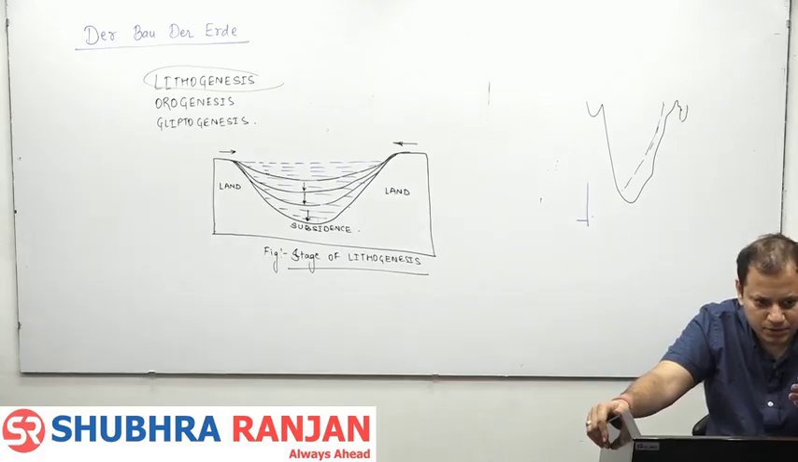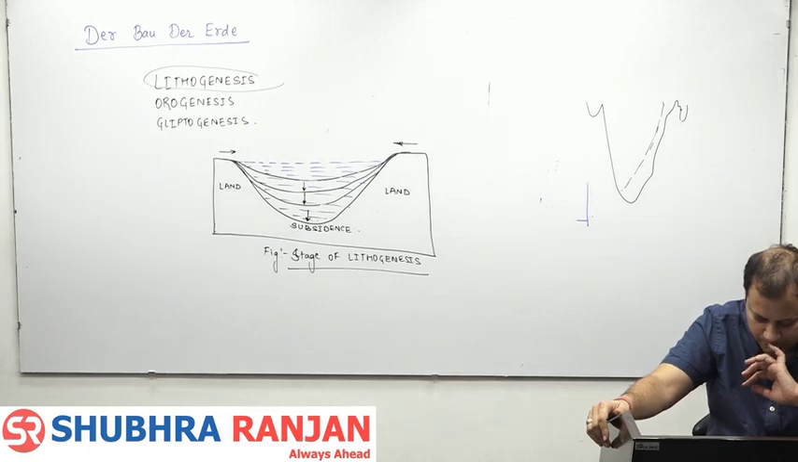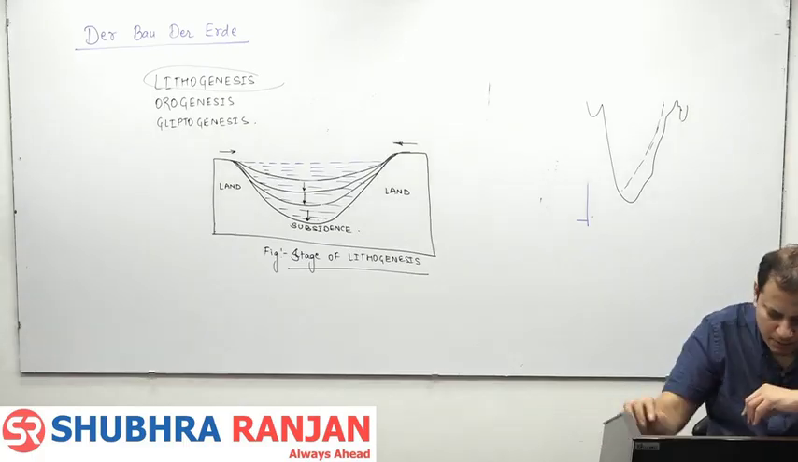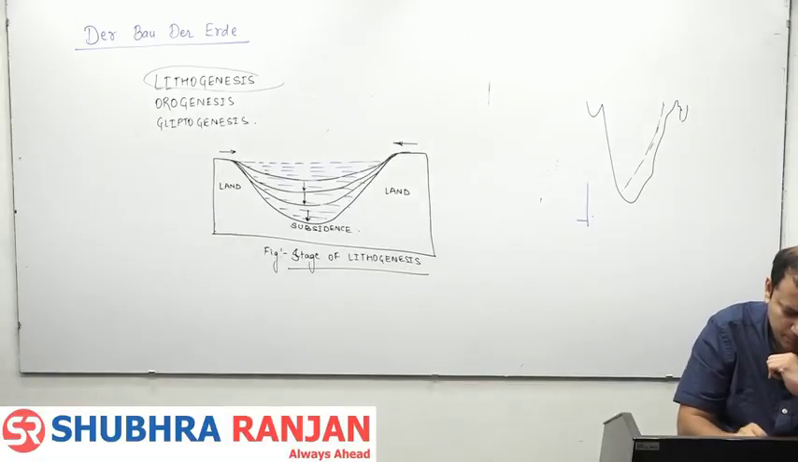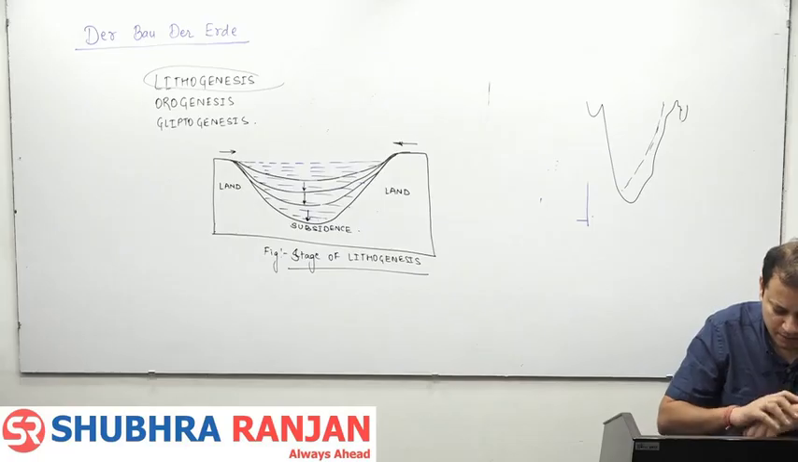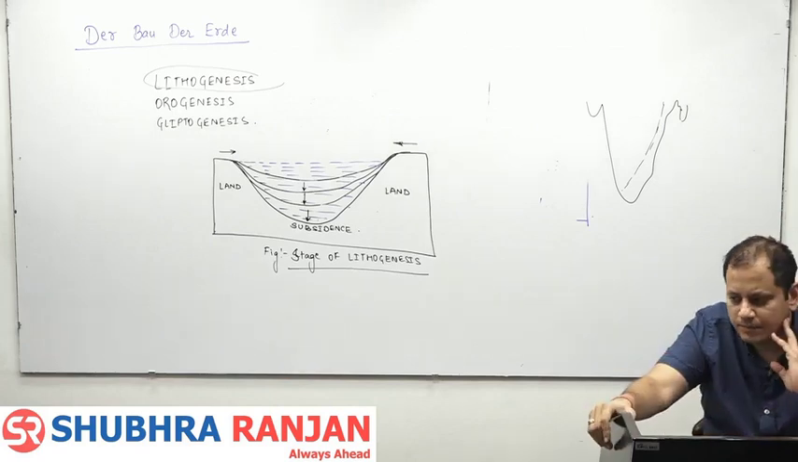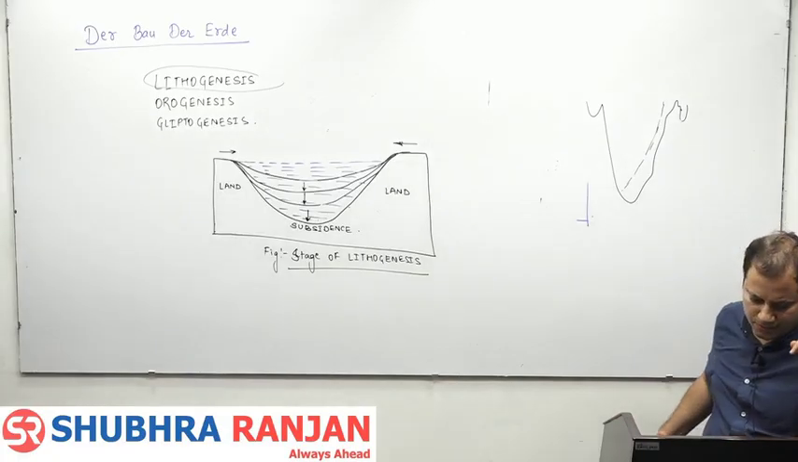The two forelands start to move towards each other due to contraction resulting from cooling, as well as due to sedimentation, and due to squeezing of the sediments.